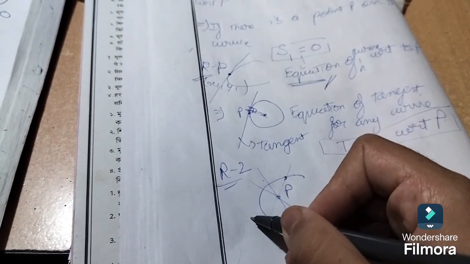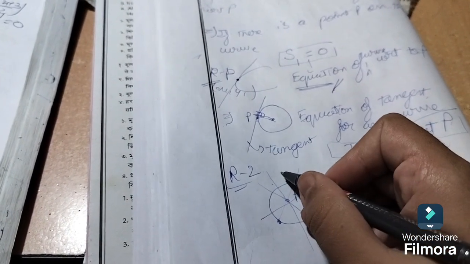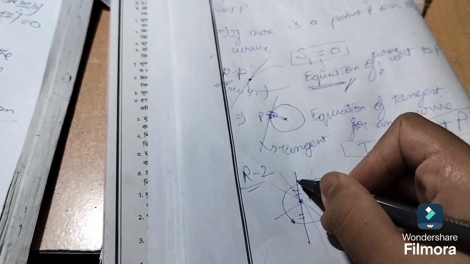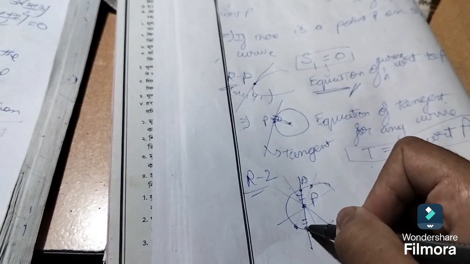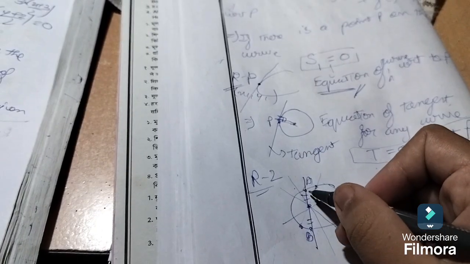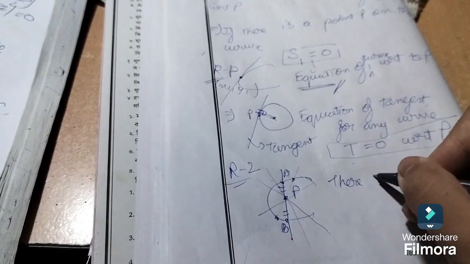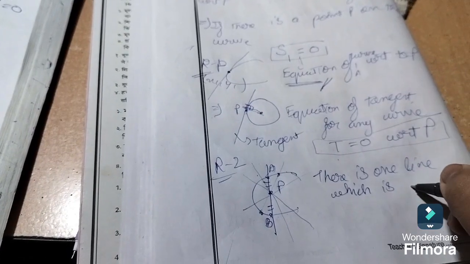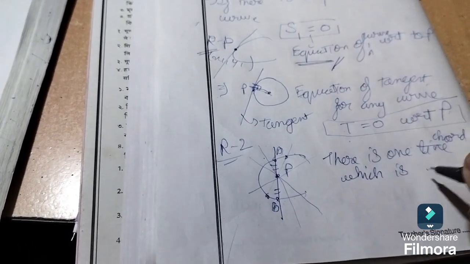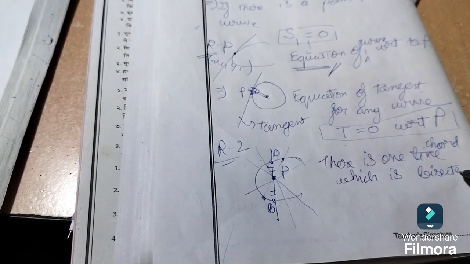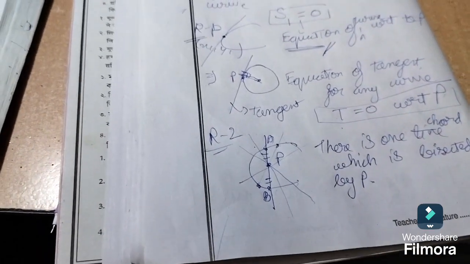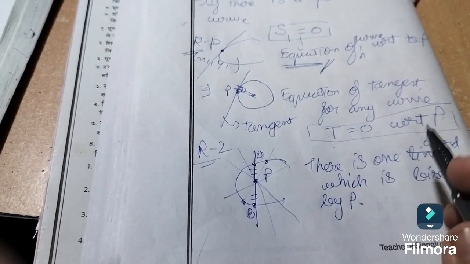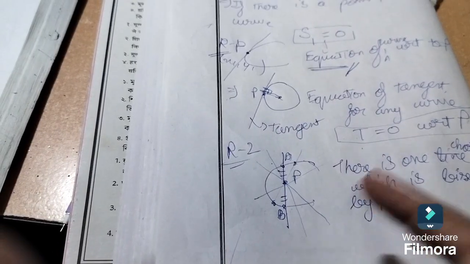So there can be many chords passing through P, but there is only one chord which gets bisected by P. Basically, if I say this chord is AB, where A is a point on the curve and B is a point on the curve, I'm saying there is only one chord which is bisected by P. If there is only one chord, how can we find this chord? This is through these relations T and S.